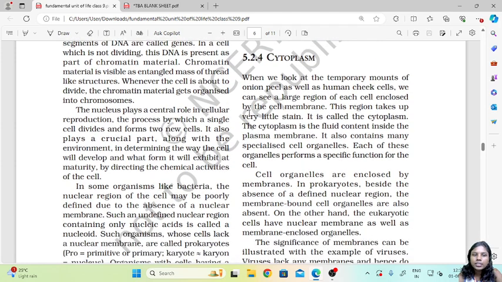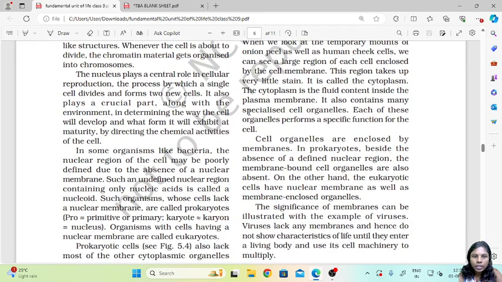Now the nucleus, we said, plays a central role in cellular reproduction, that is the process by which a cell divides and forms two separate new cells. It also plays a crucial role, along with the environment, in determining the way the cell will develop and what form it will exhibit on its maturity.